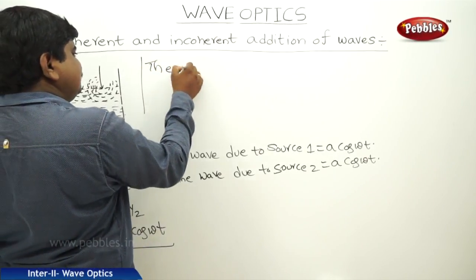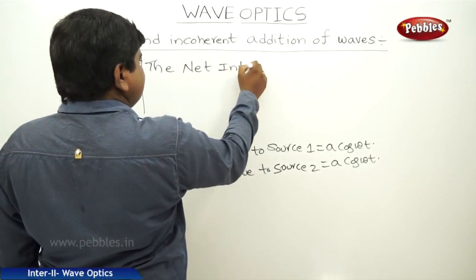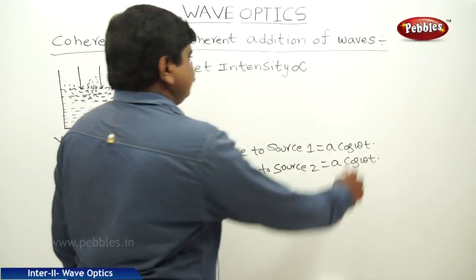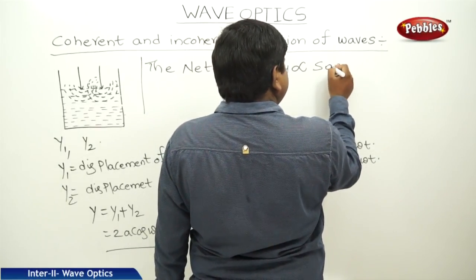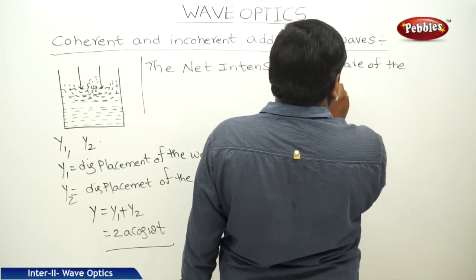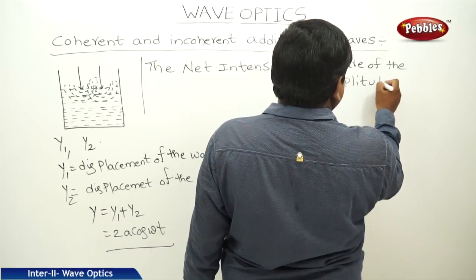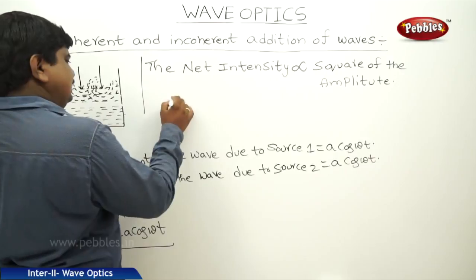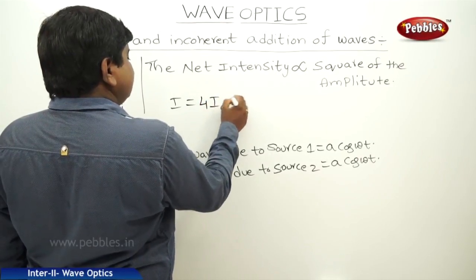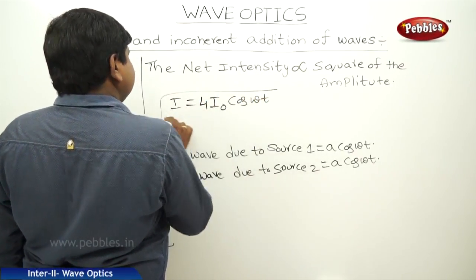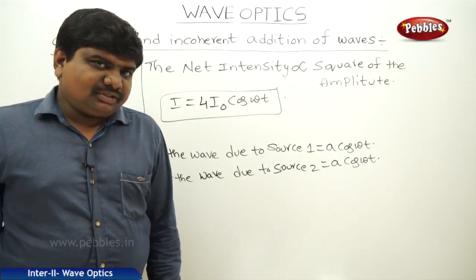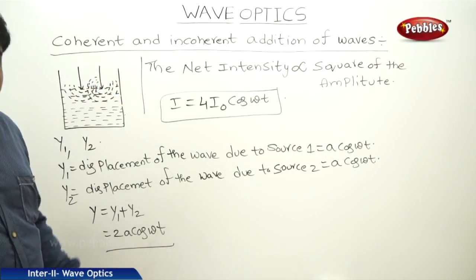The net intensity is proportional to the square of the amplitude. Therefore I is equal to, what is the factor of the amplitude? 2. 2 squared, nothing but 4 I naught cos omega t. So these are the equations which are related to the addition of the waves in coherent and incoherent sources. So we will discuss these two with some examples.